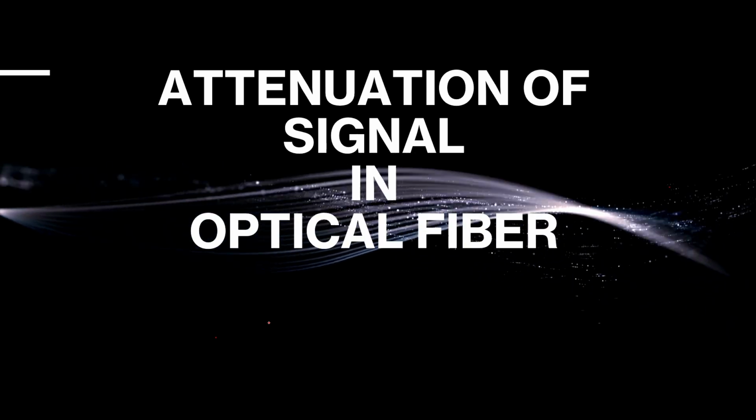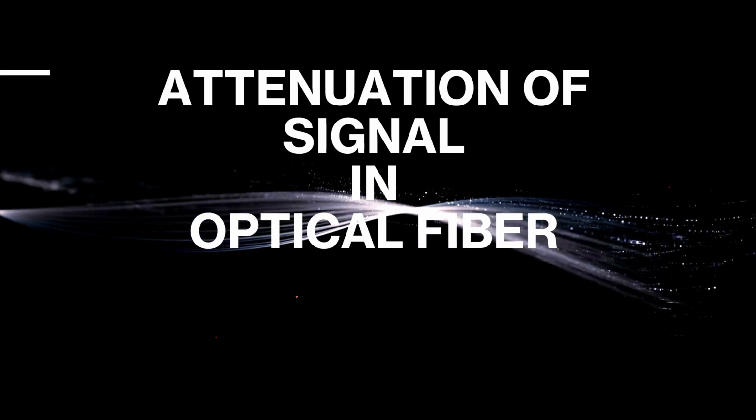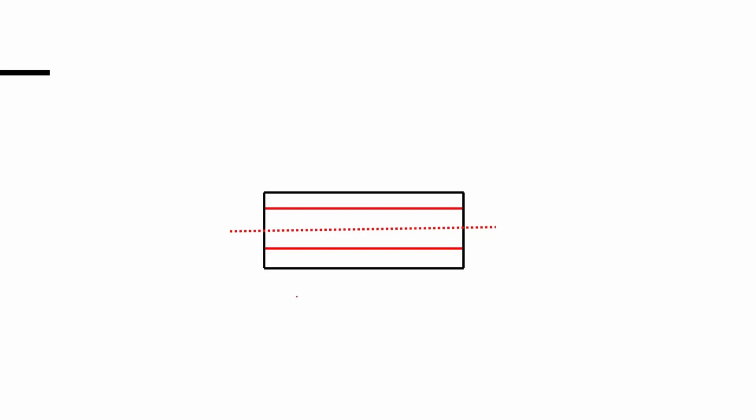In this video, I am going to explain the attenuation of signal in the optical fiber cable. We all know that optical fiber cables are used for the long distance transmission of the signal. So during the long distance transmission, the problem of attenuation of the signal is seen. Attenuation is the reduction in the amplitude of the signal during the transmission. This can be explained with the help of an example.